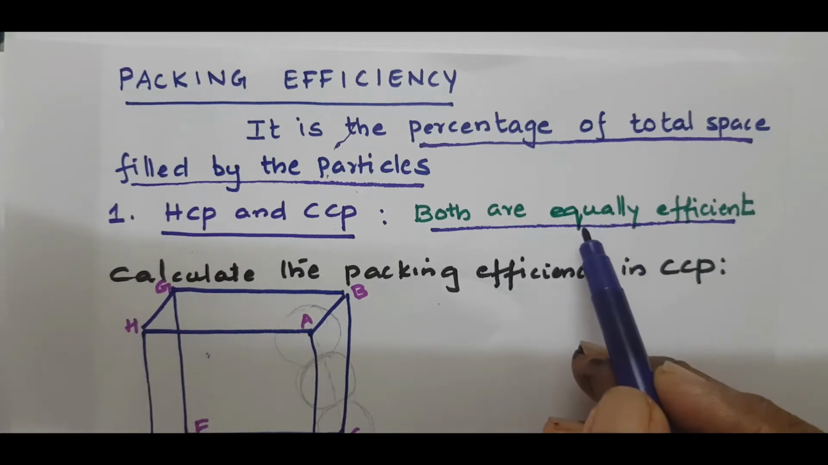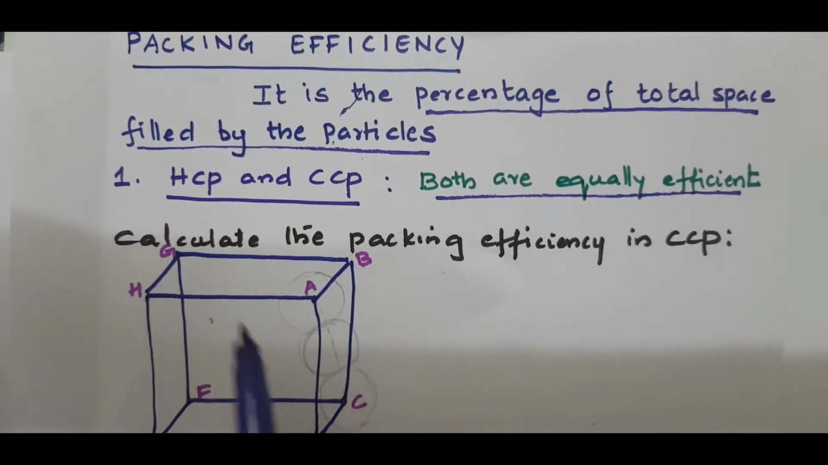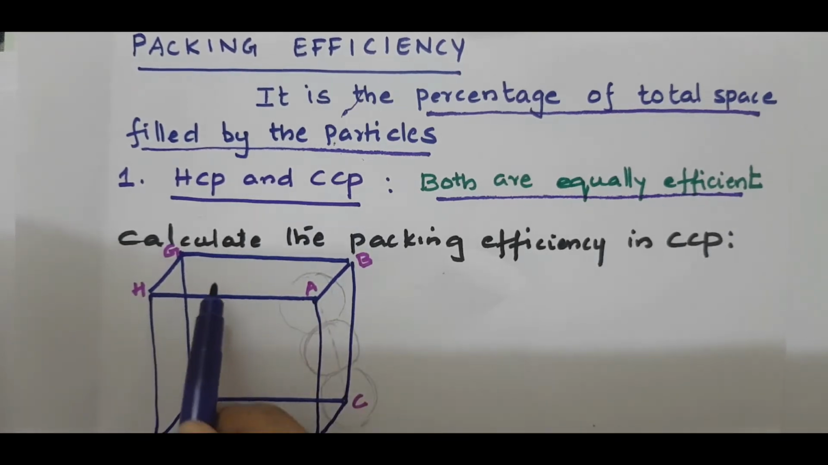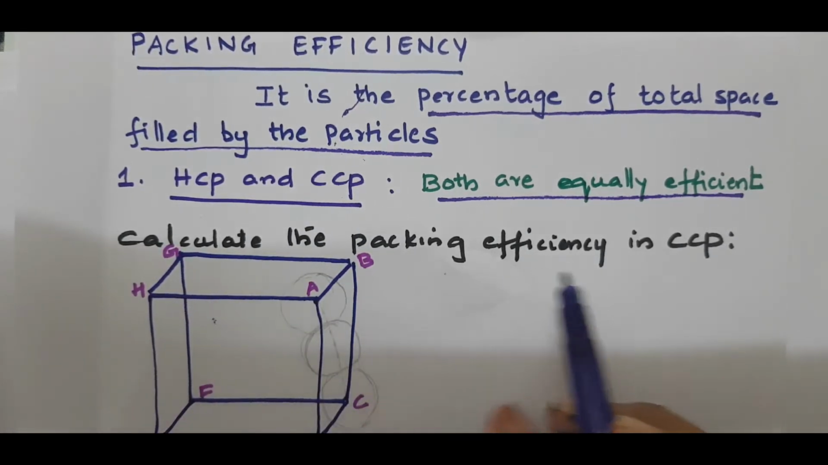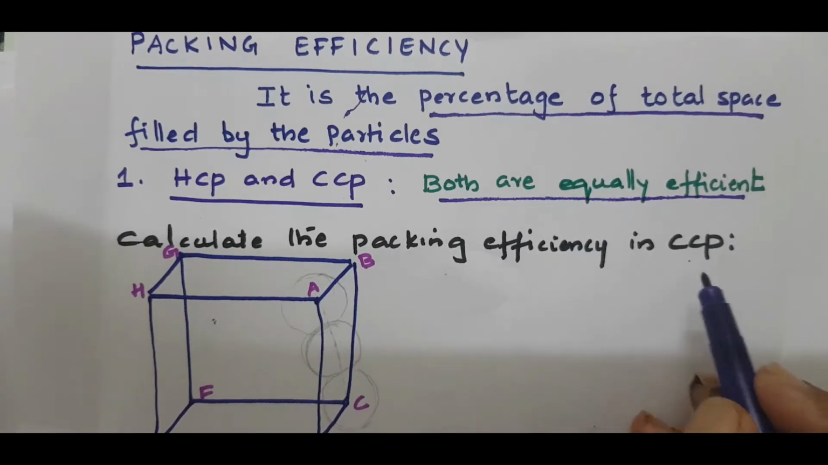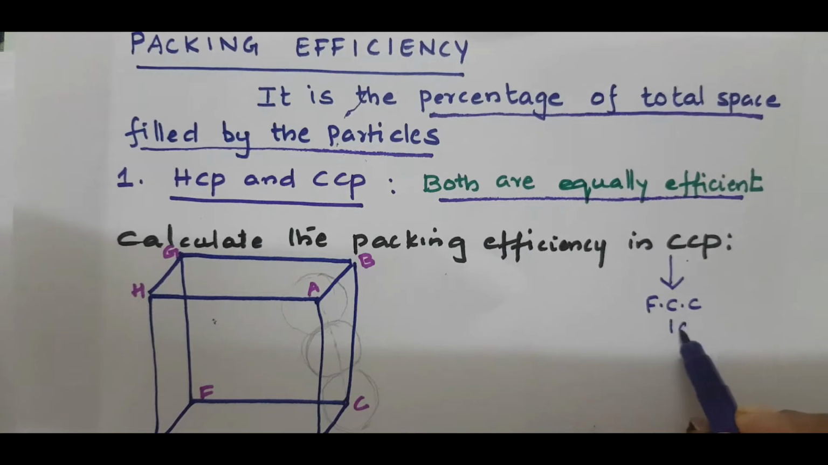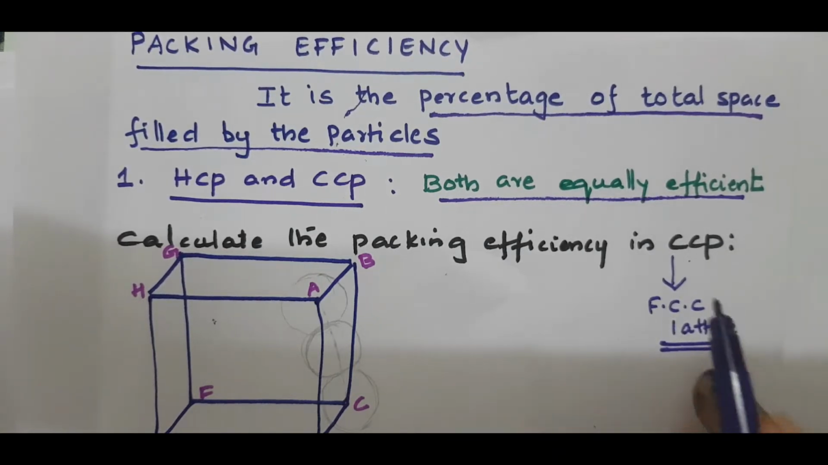So now our consideration is the cubic close packing. We are only concerned with the cubic close packing. We want to calculate the packing efficiency in cubic close packing. And remember, this cubic close packing comes under the FCC lattice. It's very important. Okay, the face centered cubic lattice.